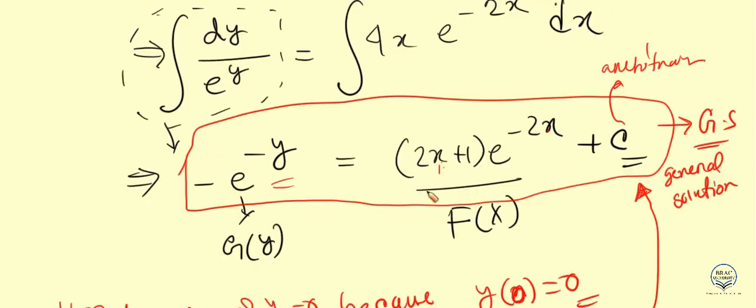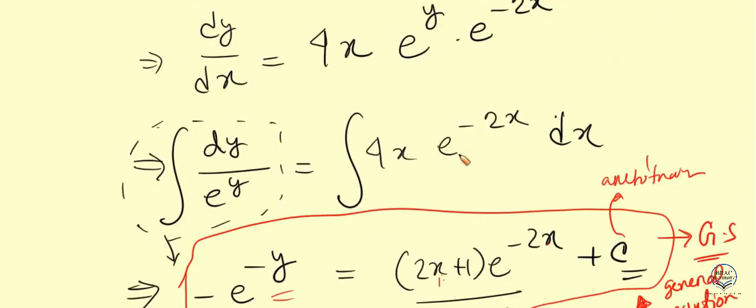So this is how you can easily do the separable equations. They are pretty easy to do because the integration gets decoupled. And if you have some initial or boundary value conditions, then you can obviously find out the particular solution as well.